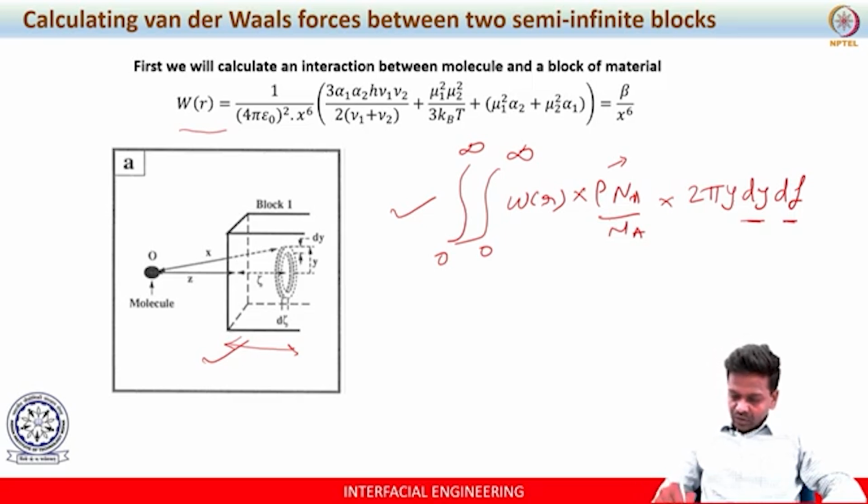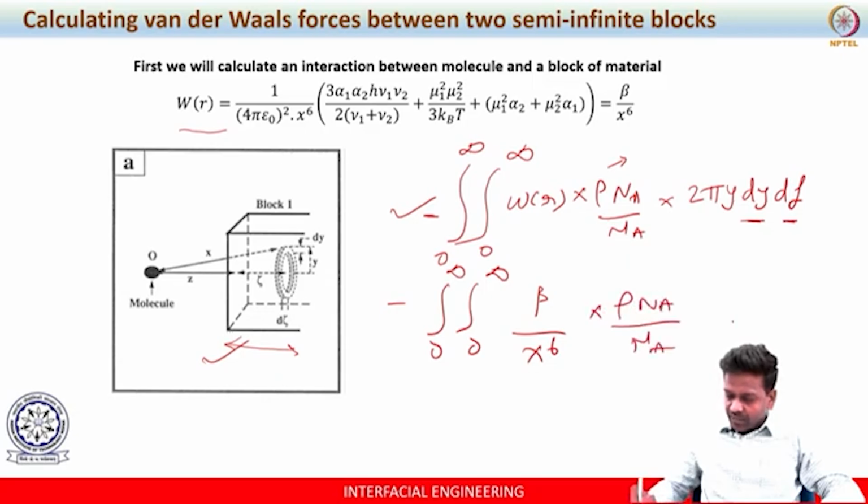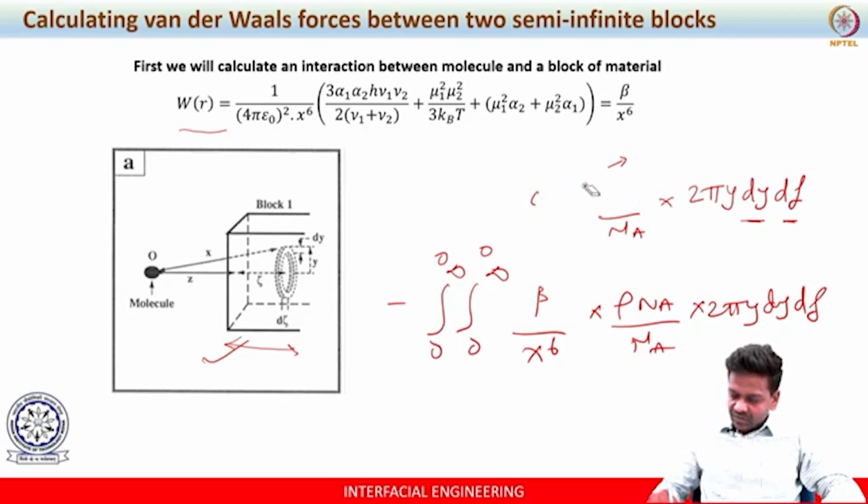Right, so we have minus over here. That will be minus because it's attraction. Now, what is WR? That we have to incorporate. WR is nothing but beta by x to the power 6, and which is also rho Na by m. This will come as it is. Then you have 2 pi y dy d zeta. Now all these things are constant, so we'll keep the constant terms outside.